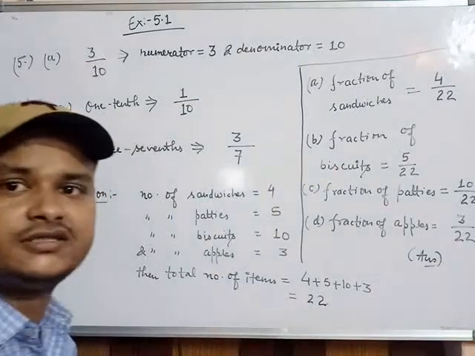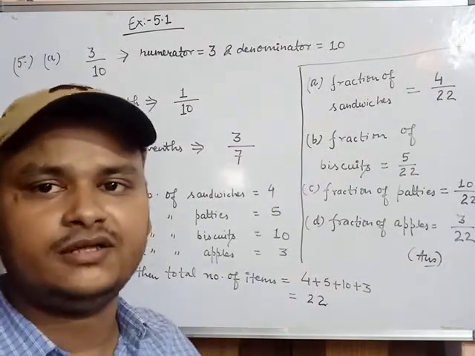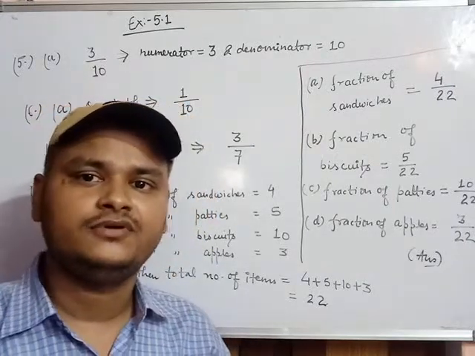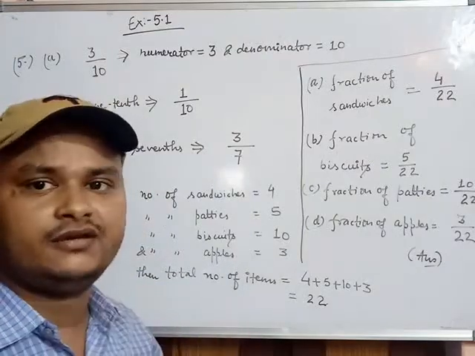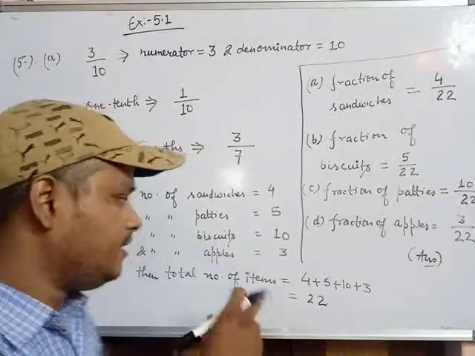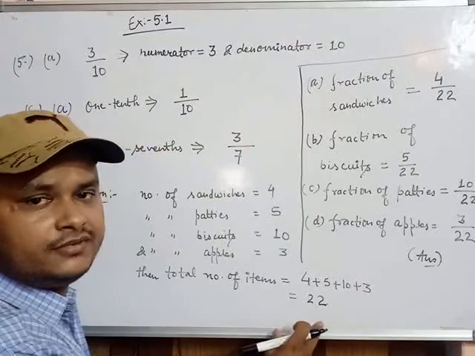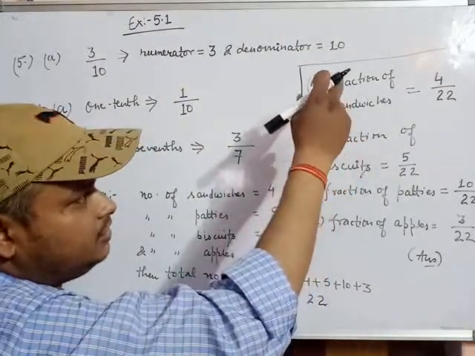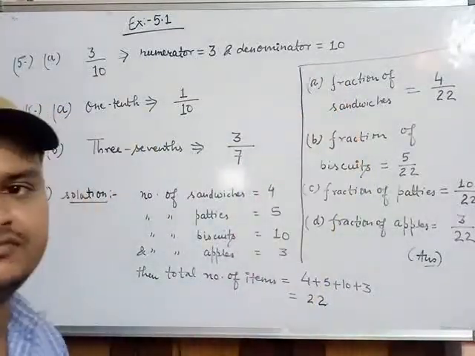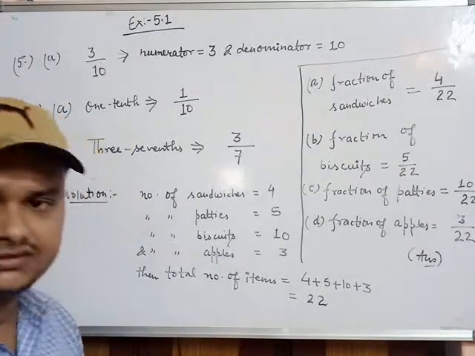Student, I think you understand question number 7. In this question, first of all you have to find the total number of items, because you have to find the fraction of total number of items for each part. So first of all you have to add all the items, then after that you have to find the fraction of each item. Okay, so this is the complete solution of this question.